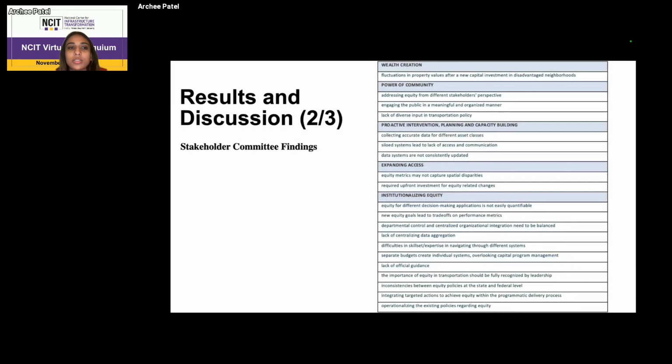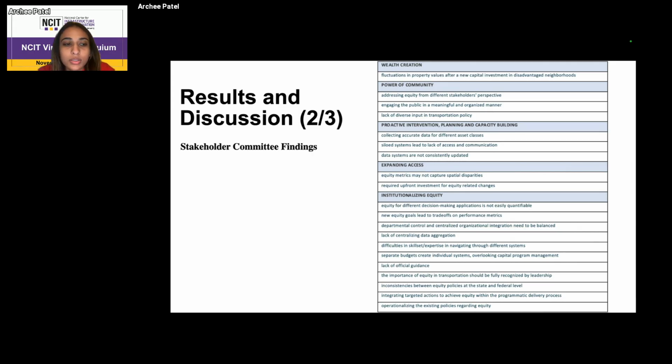Let's discuss the results from the stakeholder committee findings. The blue highlighted ones are the five pillars of the USDOT Equity Action Plan, and below are the 20 codes found through the stakeholder committee analysis. Let's talk about 1 or 2 examples in this one.